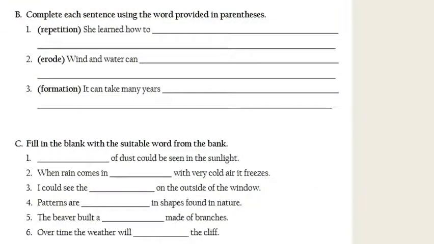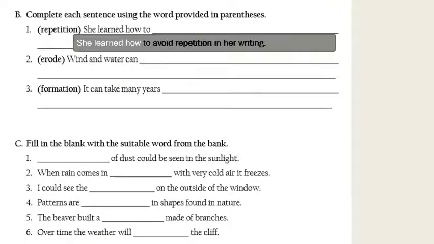Complete each sentence using the word provided in parentheses. Number one, she learned how to. To continue my sentence, I have to use the word repetition. So what can she learn? How to what? To make repetition? Maybe she learned how to make repetition during exercises. Maybe you might say this. Or I would use my example. She learned how to avoid repetition in her writing. So you see, I always tell you avoid repetition in writing. So do not repeat the same idea over and over. That's what we mean by avoid repetition in writing.